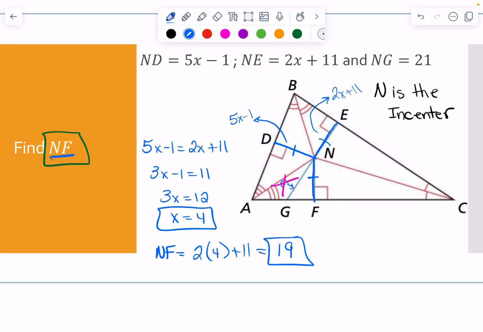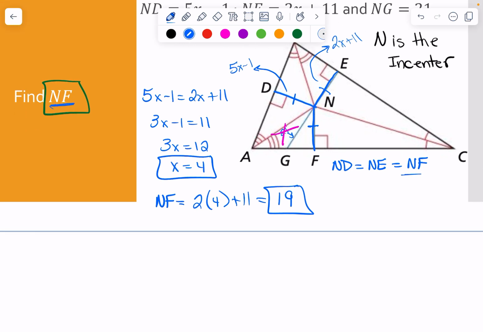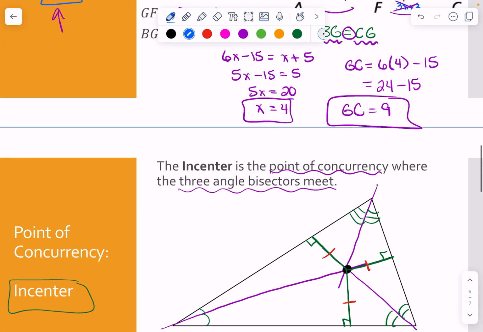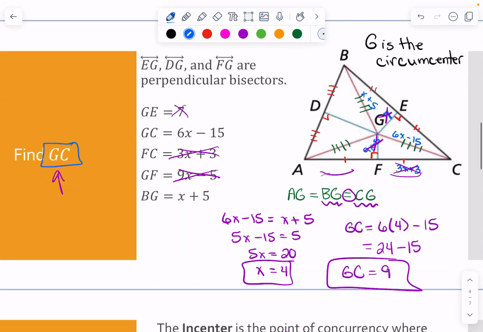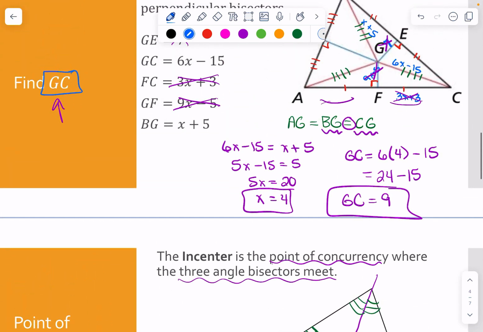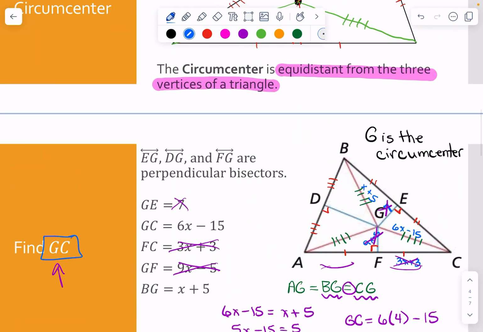And remember, this is all off the fact that N is the incenter, making ND equal to NE, which is also equal to NF. And that's the value we were looking for. So that's how we use a couple of our points of concurrency. We were looking at our circumcenter and our incenter on those.